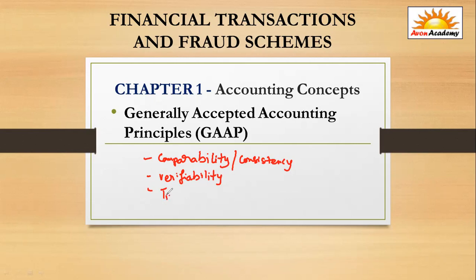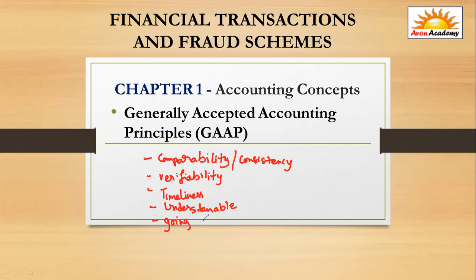And another qualitative aspect of the GAAP principles is timeliness. So if you are not providing the information on time, it's going to lose its decision-making power. Because if you don't give the information on time, how are you going to make timely decisions? And then understandability. Again, this is another feature important for making decisions. Timeliness and understandability are very, very important.